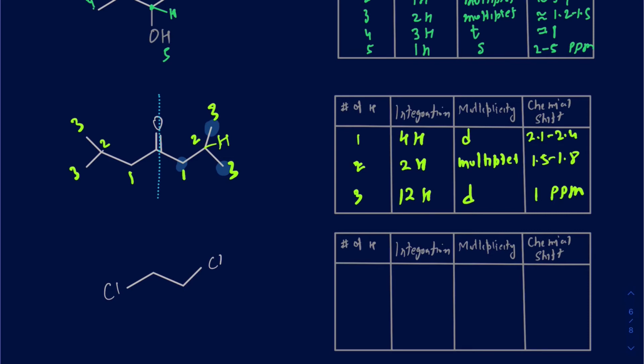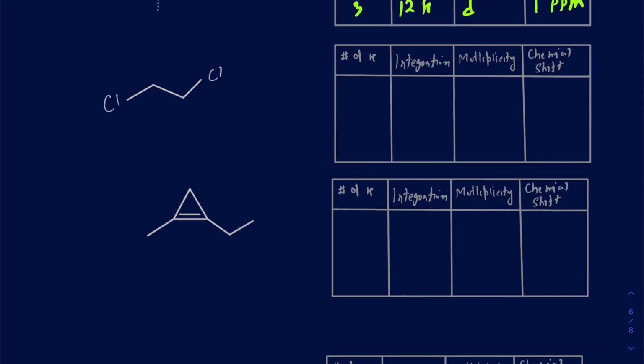You may want to memorize the chemical shifts, roughly, of all these hydrogens when they're around special functional groups. What about this next one? I got 1,2-dichloroethane, so I got 2 protons there, 2 protons there.